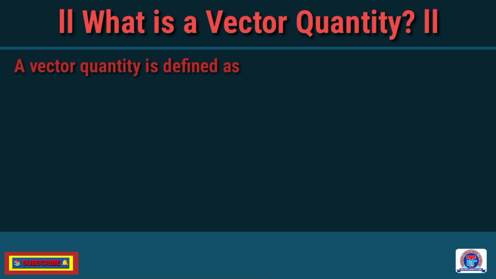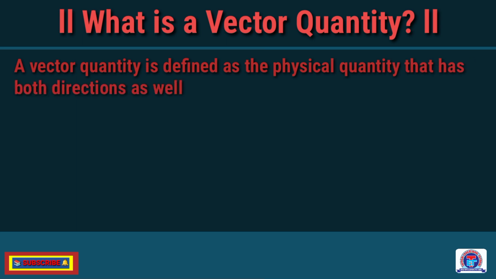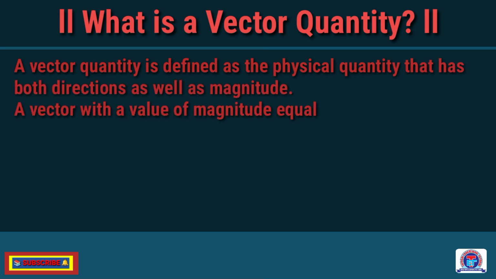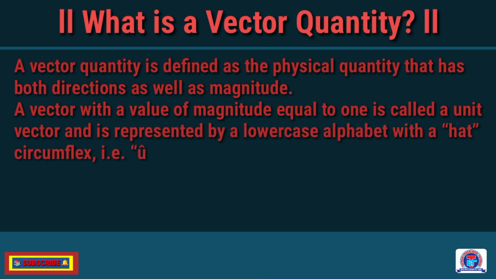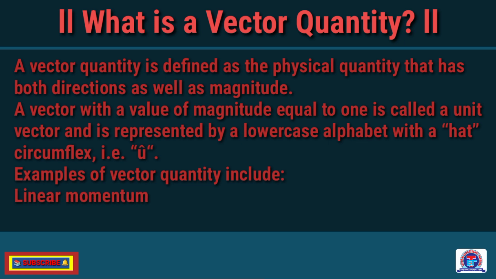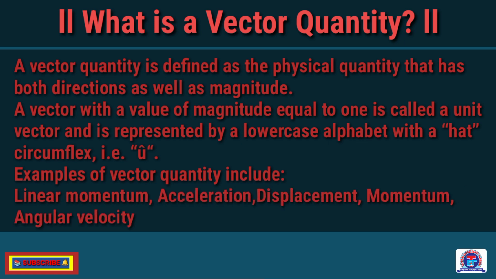Now dear student, we will understand the vector quantity. A vector quantity is defined as a physical quantity that has both direction as well as magnitude. A vector with a magnitude equal to 1 is called a unit vector and is represented by a lowercase alphabet with a head circumflex, that is u cap. Examples of vector quantities include linear momentum, acceleration, displacement, momentum, angular velocity, force, electric field and polarization. I hope you understood the vector.